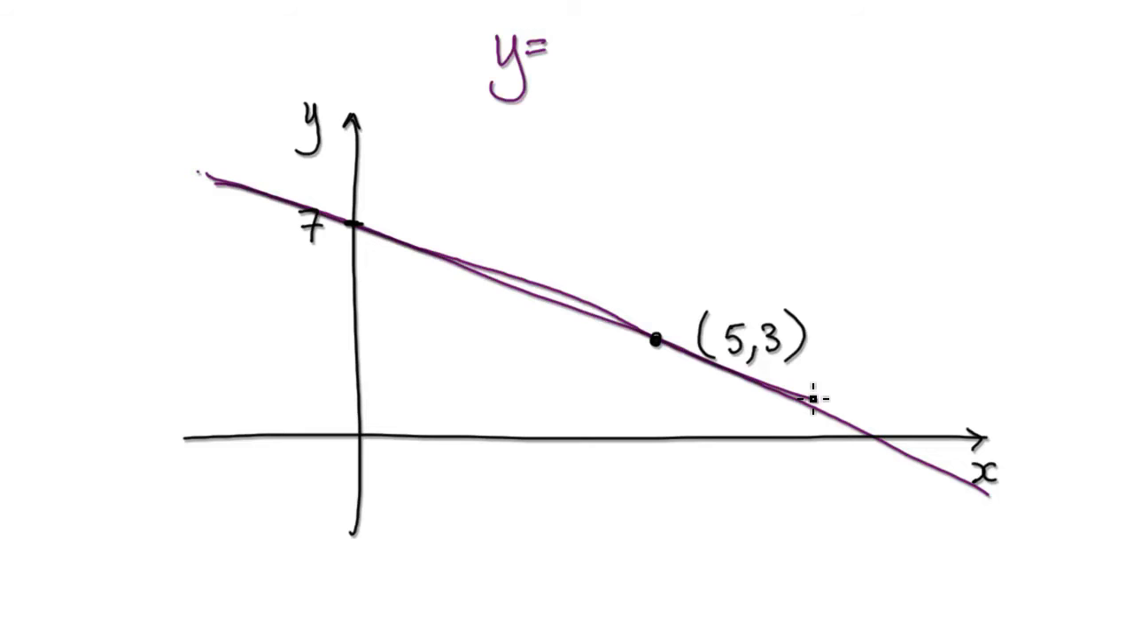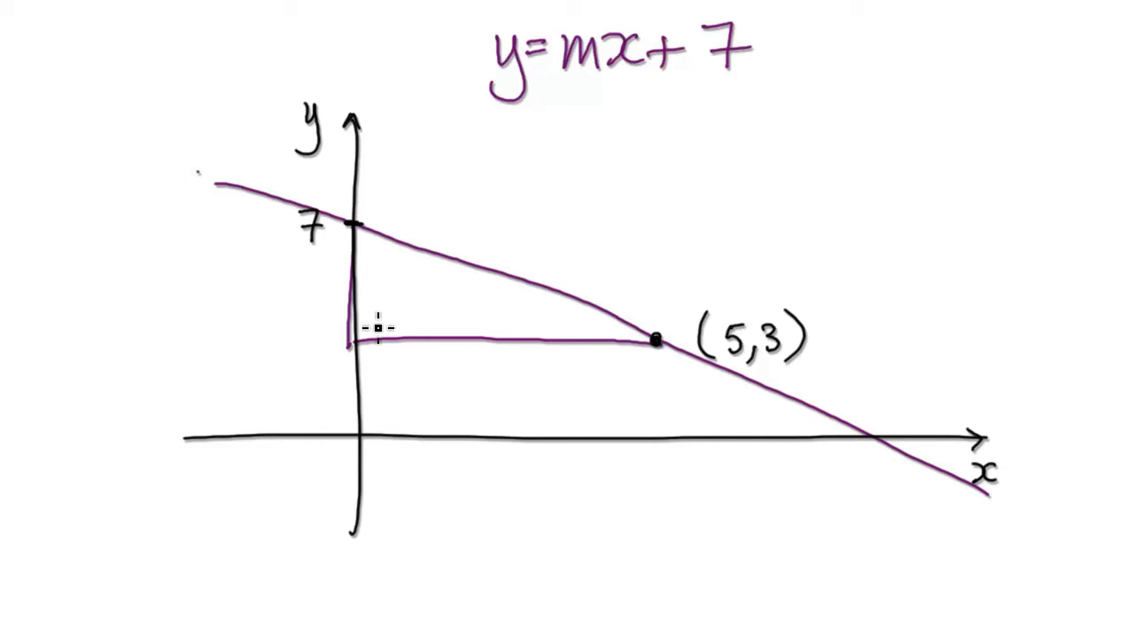Well, it's a straight line, so we know it's going to be of the form y equals mx plus c. The intercept is 7, so we can put the 7 into here. So the equation would be mx plus 7. So now we need to work out the gradient. To work out the gradient, we need to work out this height. Here you've gone 5 across and 3 up. So this height here must be 4, because this height here is 7 and this height here is 3.